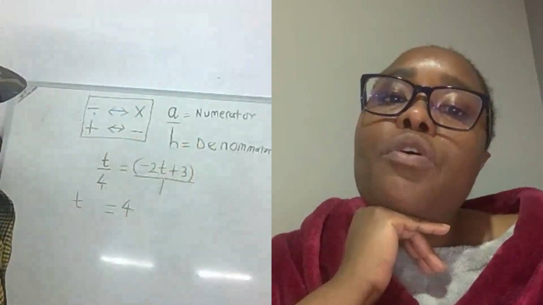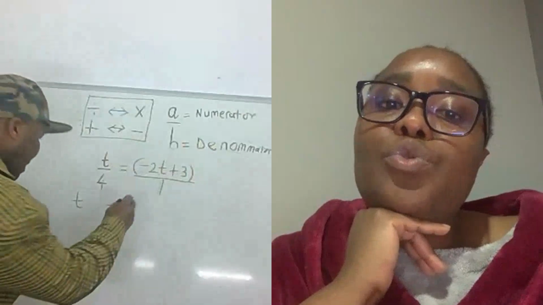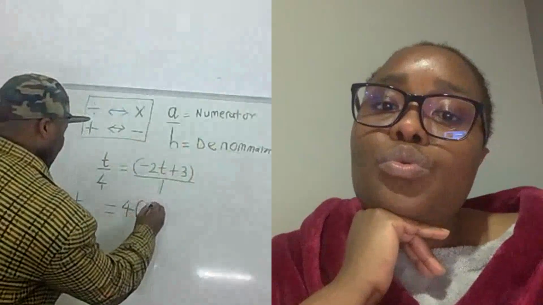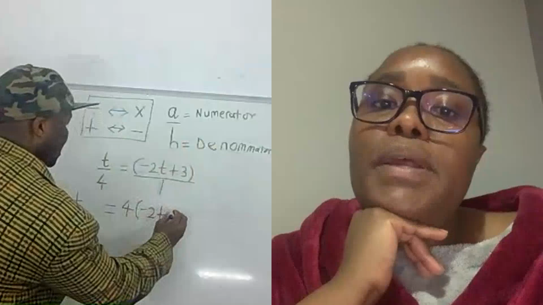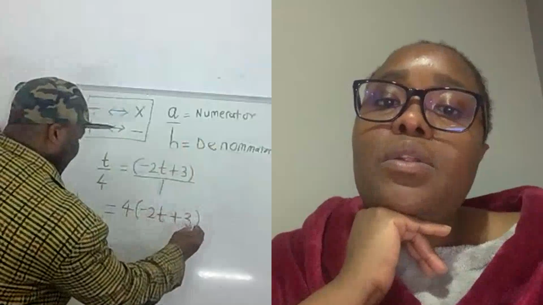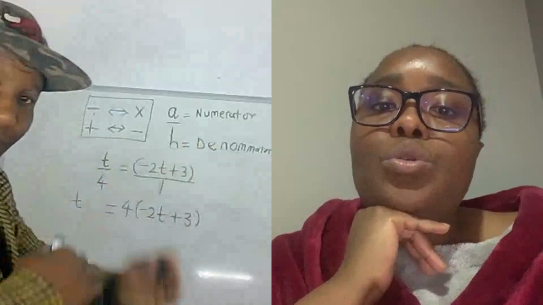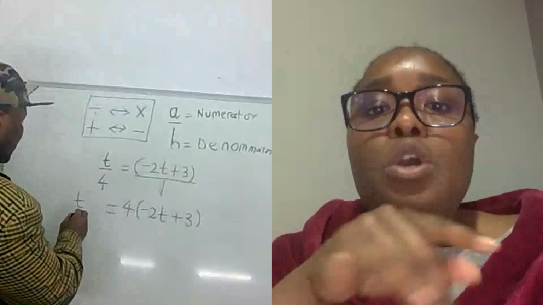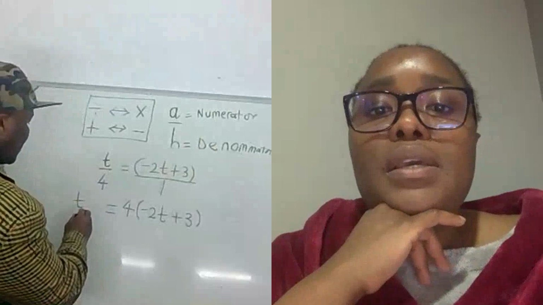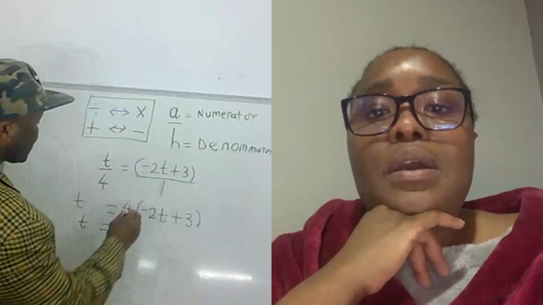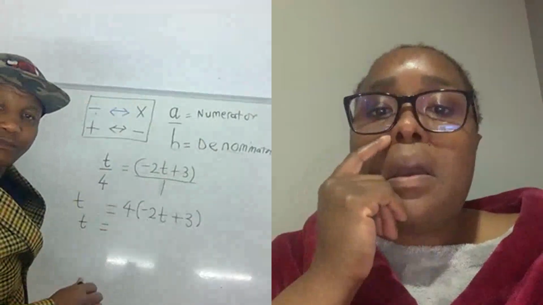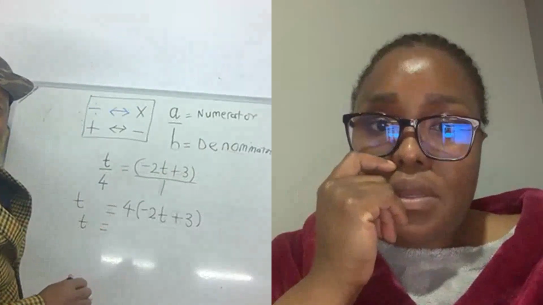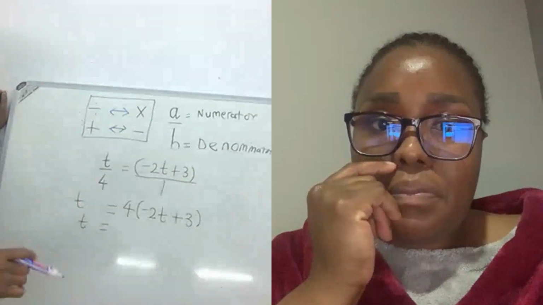So it's going to be 4 open bracket negative 2t plus 3 close bracket. Very good. Always go step by step. So then it's going to be t equal. Do what you see. Let's go.